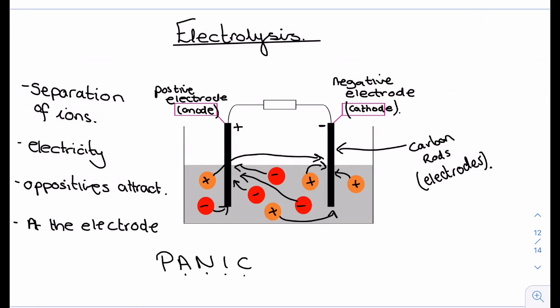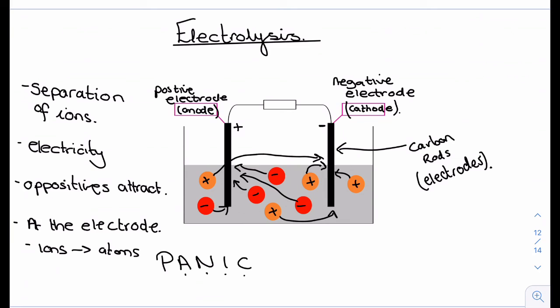And then what happens is these were ions at the electrode. The ions become atoms again. So you go from having your sodium positive ion to a sodium atom. No longer has that charge.